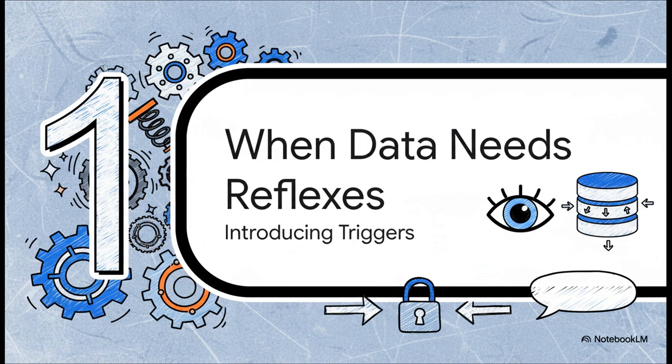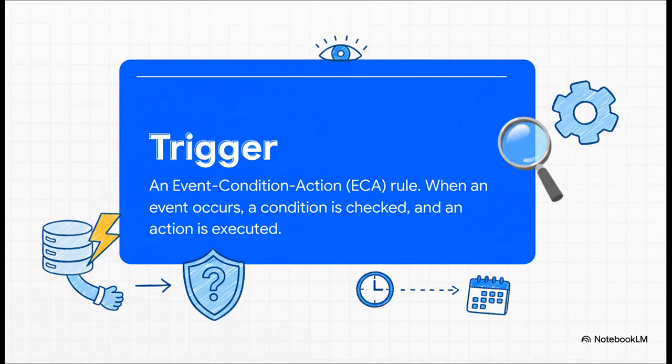So the big question is, how do we give our database those reflexes we were just talking about? Well, the answer, and our first big concept, is something called a trigger. A trigger is basically a pre-programmed if this, then that rule that lives right inside your database. You'll often hear it called an event, condition, action rule, or ECA for short. An event happens, a condition gets checked, and if that condition is true, bam, an action fires off. It's simple, it's powerful, and it's completely automatic.